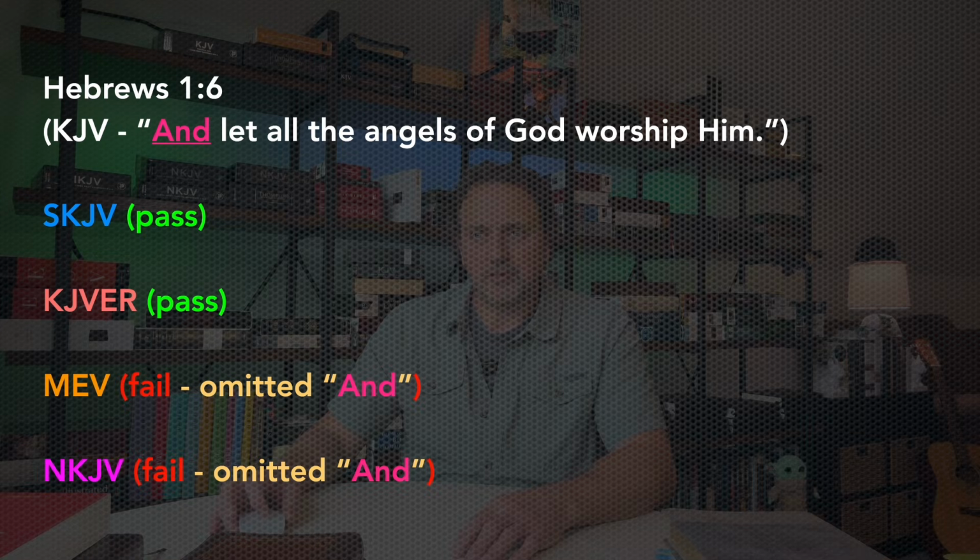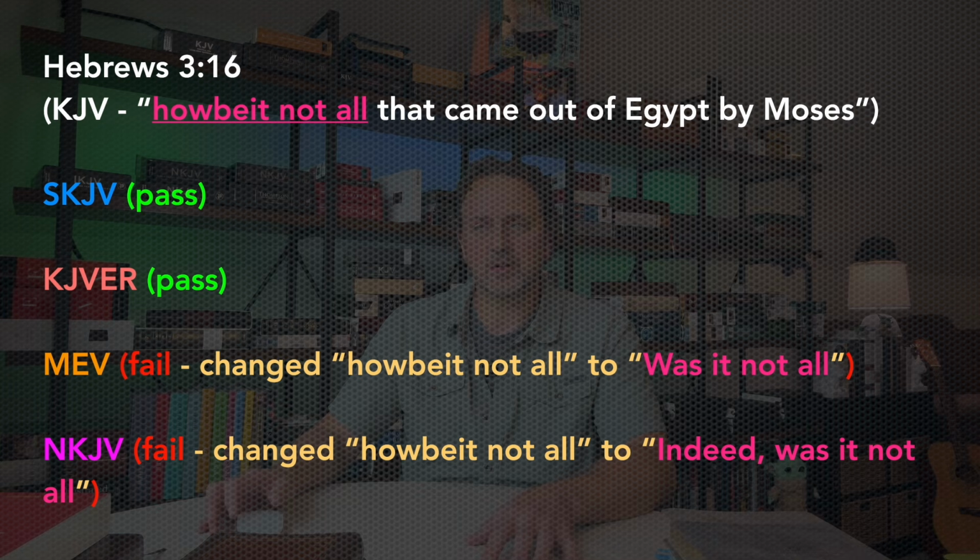Hebrews chapter 1 and verse 6, KJV: "And let all the angels of God worship him." The SKJV is a pass, KJVER is a pass. MEV and the New King James both omit the word "and." Hebrews 3:16, guys, we're getting close to the end of this. Hebrews 3:16: "Howbeit not all that came out of Egypt by Moses." SKJV is a pass, KJVER is a pass.